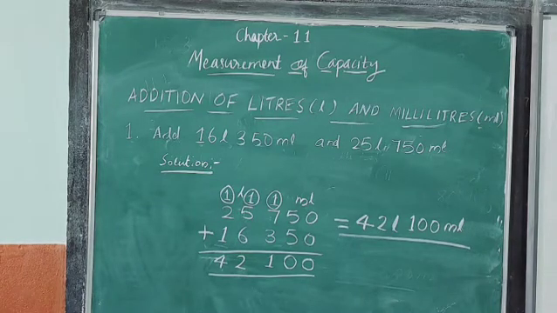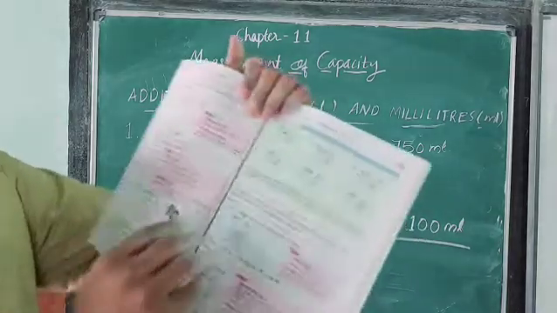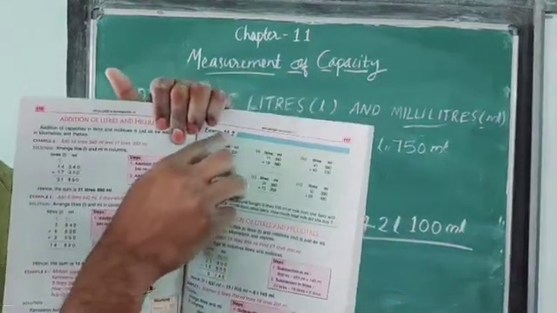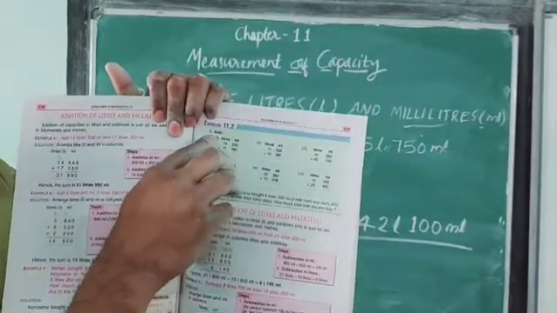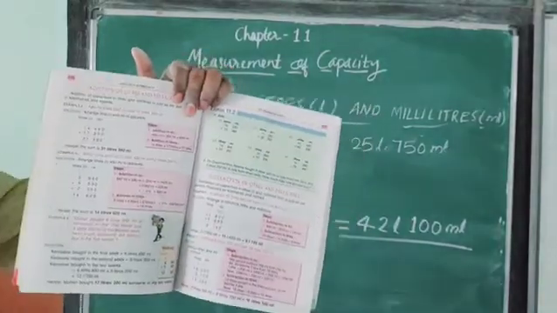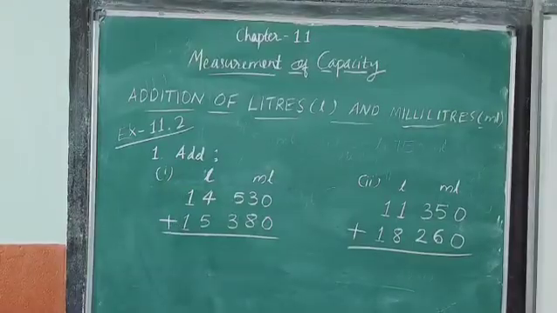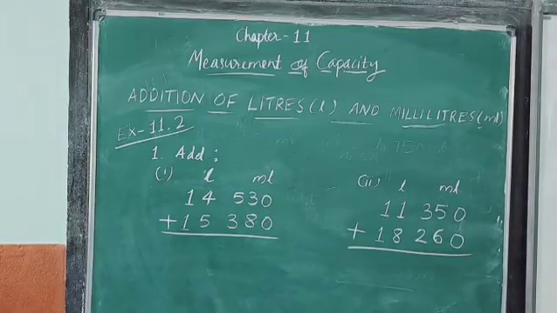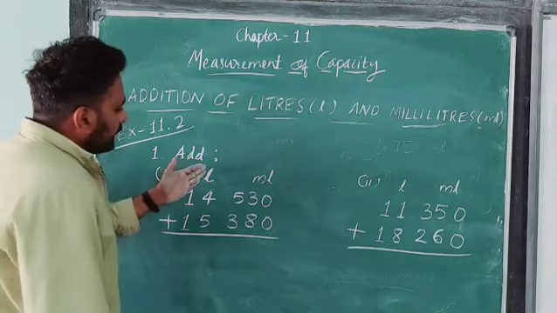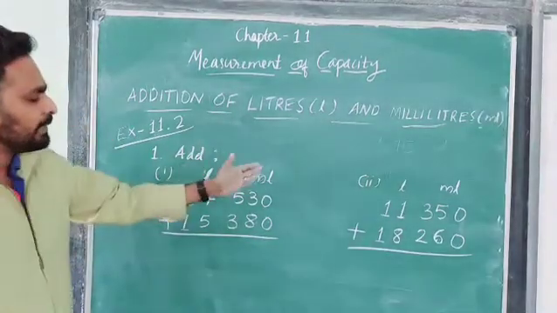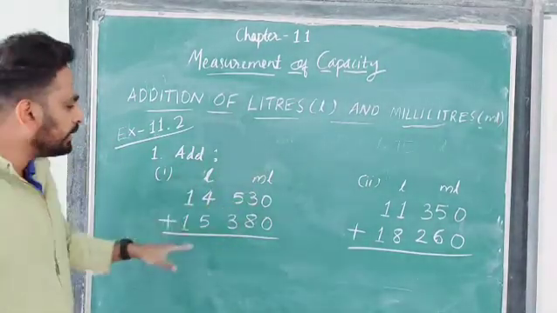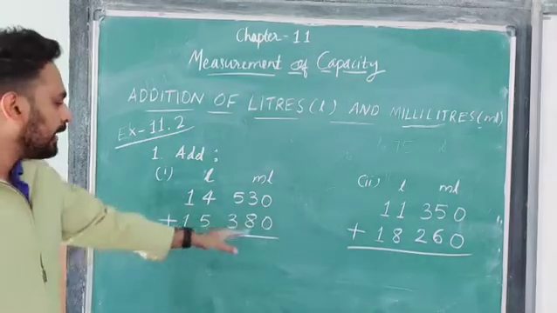Okay students, all of you take exercise 11.2. Question number 1 is add. There you can see, please read it. Here, exercise 11.2. First question is in liters column 14 and in milliliters column 530. Then next 50 and 380.